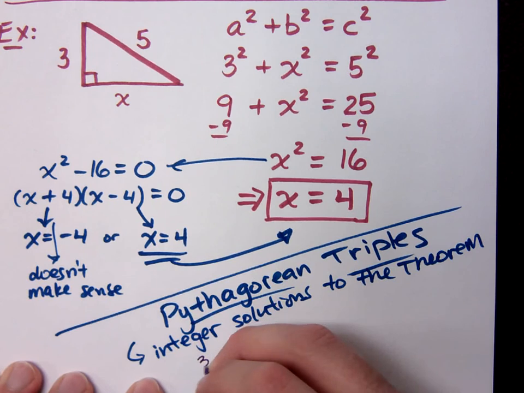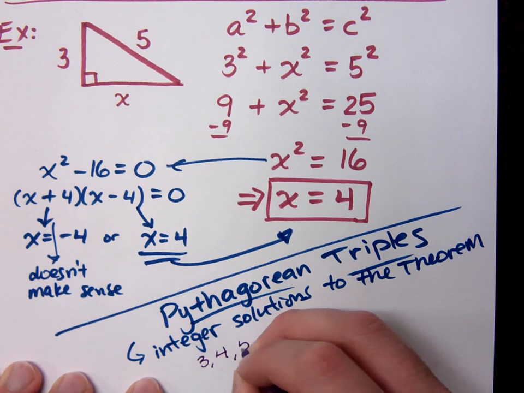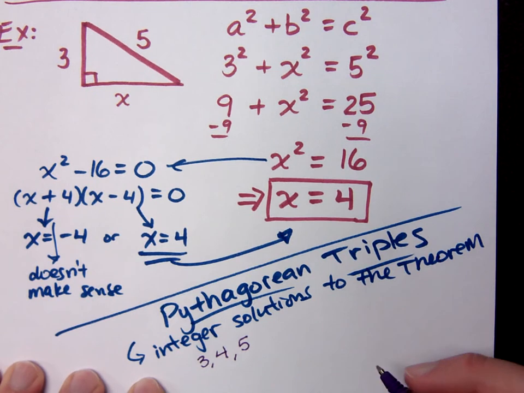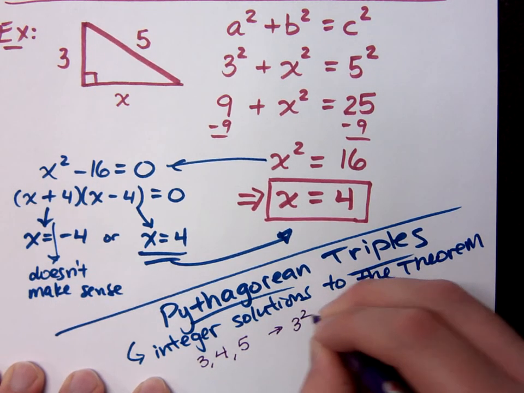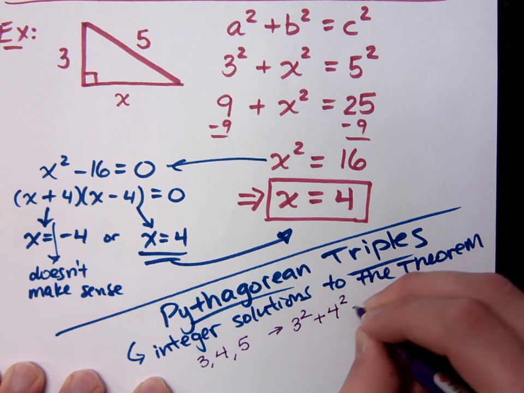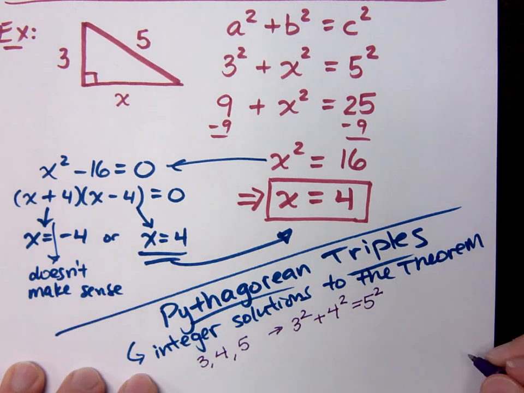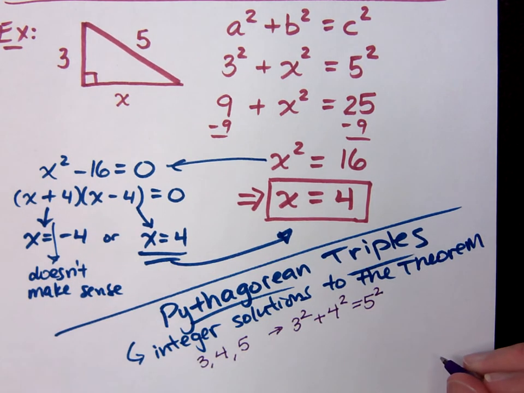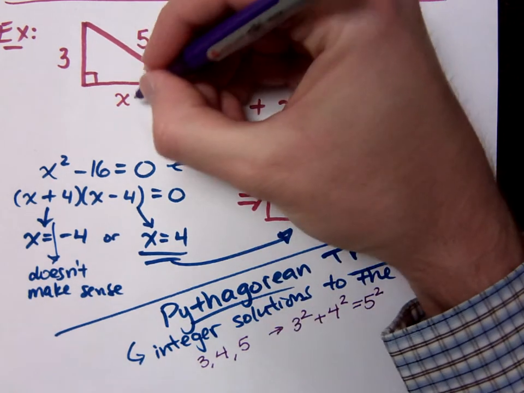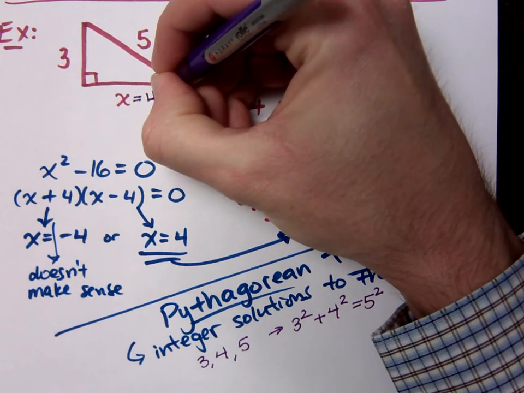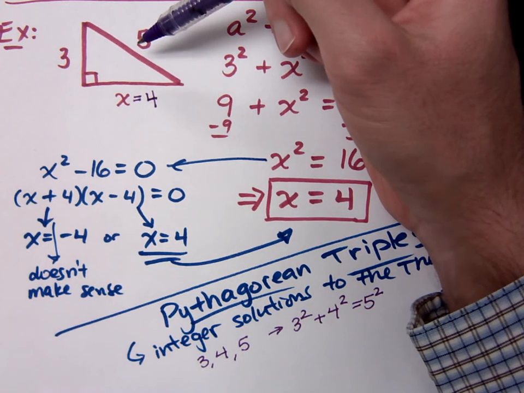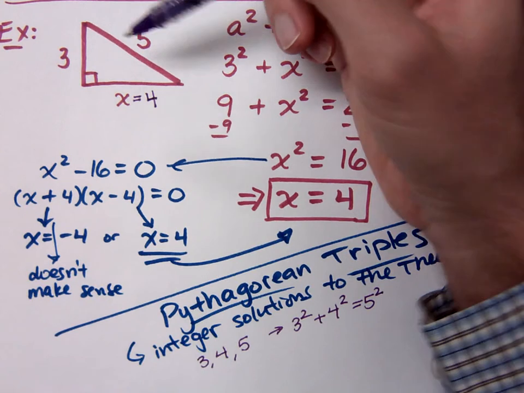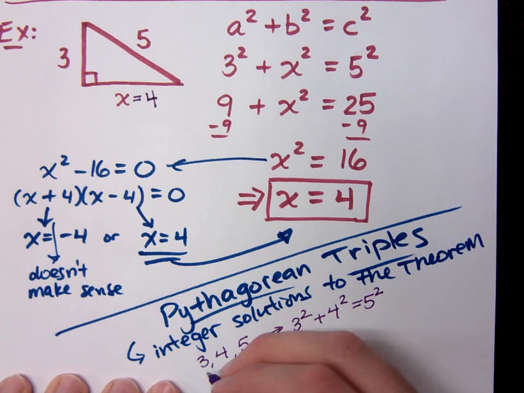So, for example, 3, 4, 5 is a Pythagorean triple. Okay, and why is that? Well, because 3 squared plus 4 squared equals 5 squared. If you don't believe me, work it out. In fact, we just did, didn't we? We just came from that example. Because up here we found out that x is equal to 4, and these are nice whole numbers. 3, 4, the hypotenuse is 5. That satisfies the Pythagorean theorem.